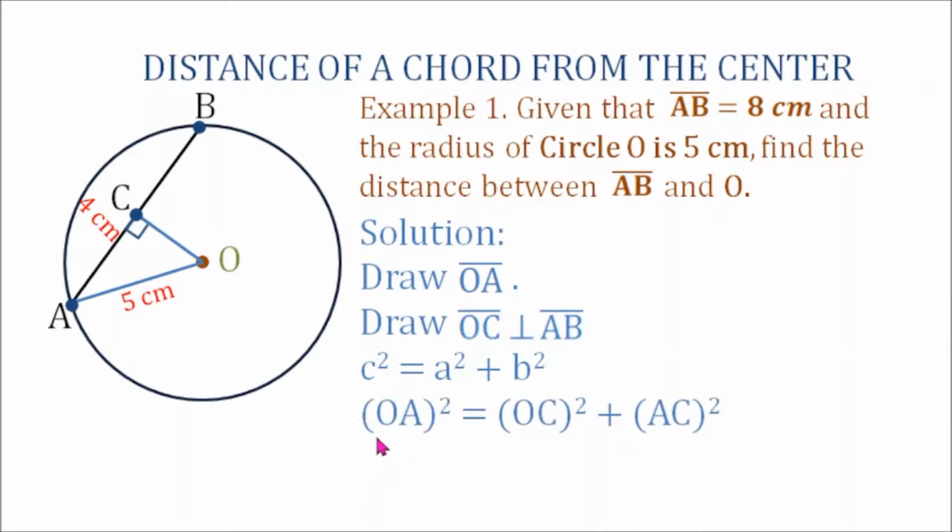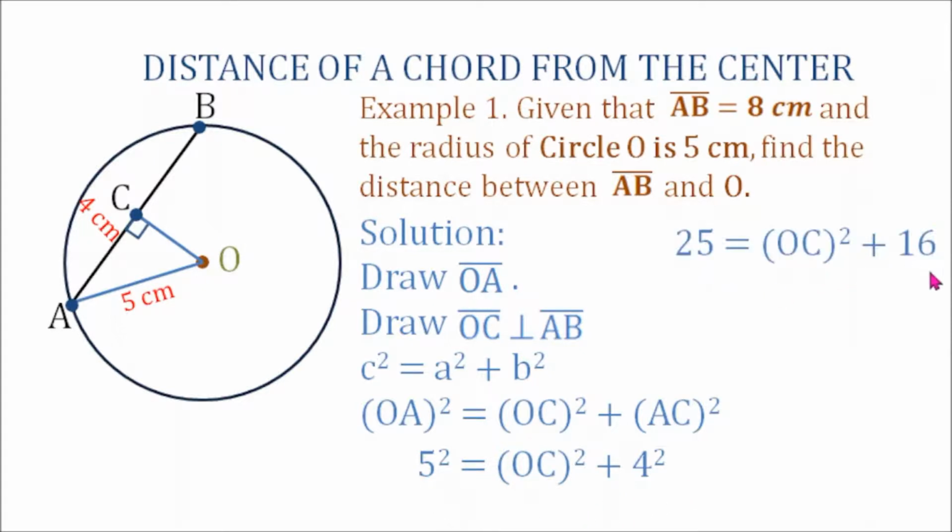So we have this, the quantity OA squared equals the quantity OC squared plus the quantity AC squared. OA equals 5 cm and AC equals 4 cm, so we have 5 squared equals the quantity OC squared plus 4 squared. And we know that 5 squared is 25, and then 4 squared is 16. Now subtracting 16 from both sides, so 25 minus 16 equals 9. So we have 9 equals the quantity OC squared.